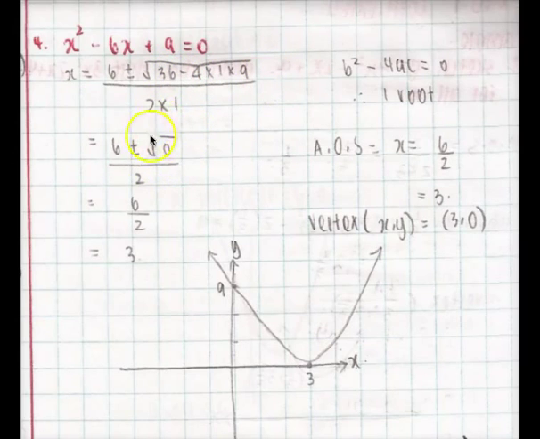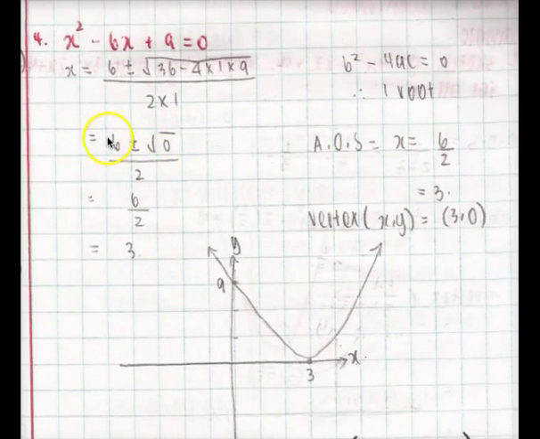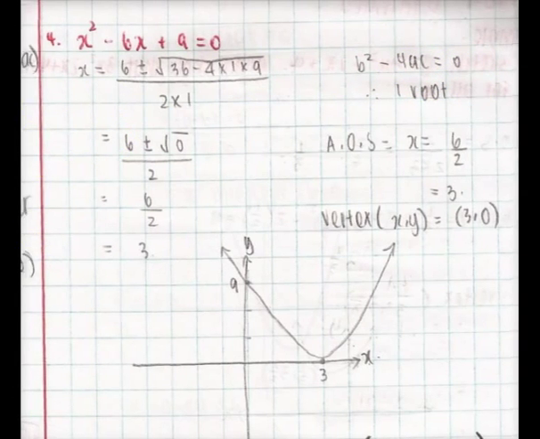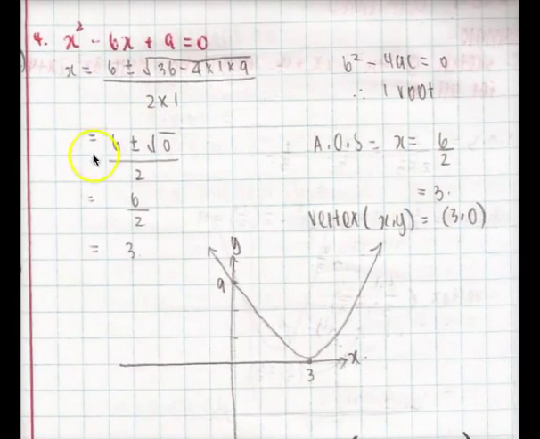Now, because we've got nothing here, it becomes 6 plus or minus nothing over 2. Remember, the square root of 0 is 0. So it just becomes one solution, 6 over 2, which is 3. So if the discriminant, which is the b squared minus 4ac bit, is 0, then you don't have two solutions, you only have one, because it's 6 plus or minus nothing over 2, so it's just 6 over 2. So if the discriminant is 0, you get one root, and we write one real root.